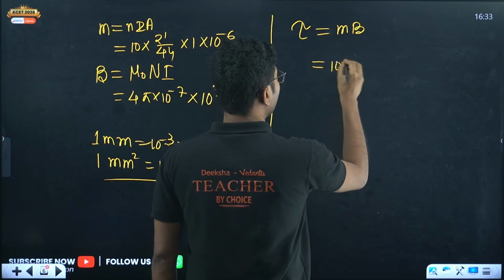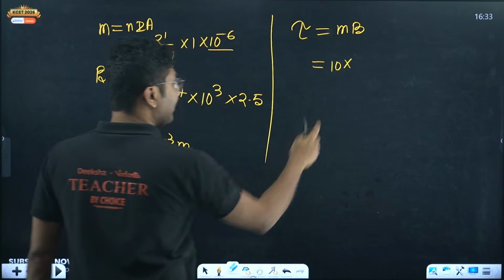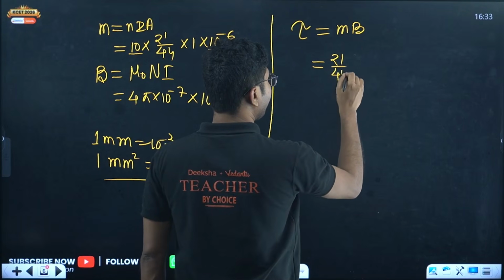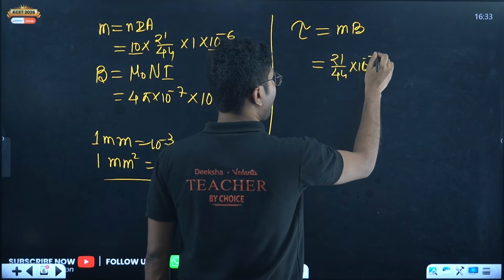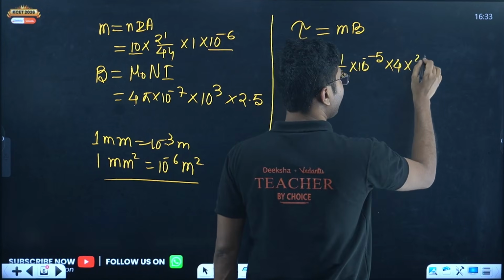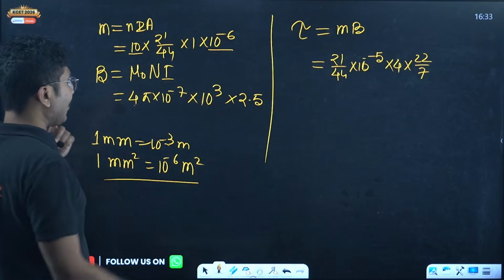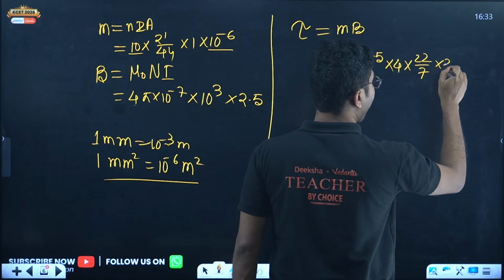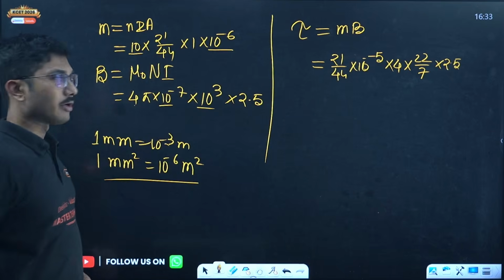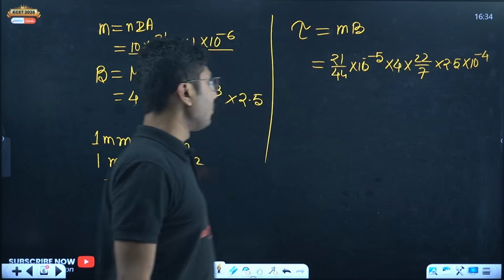M is 10 into 10 to the power of minus 6, which is 10 to the power of minus 5. So 21 by 44 into 10 to the power of minus 5, into 4 into pi, where pi is 22 by 7, and we have 2.5. And what is the power of 10 situation over here? 10 to the power of minus 7 and 10 to the power of 3, so it will be 10 to the power of minus 4.